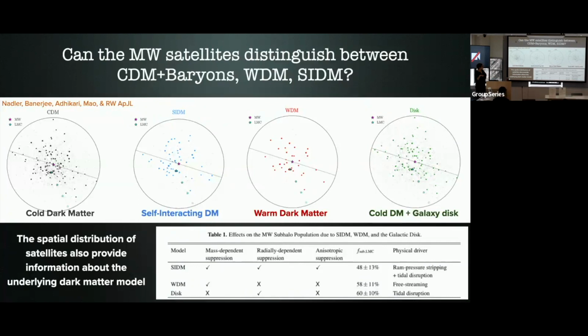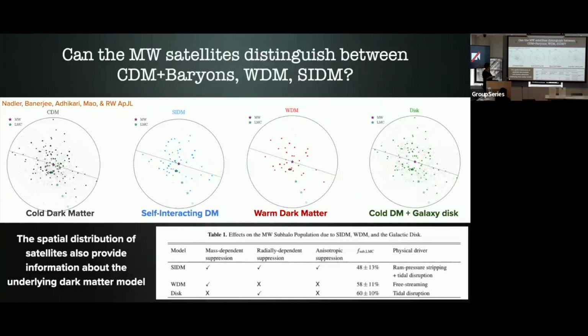So this is cold dark matter where it's dark matter only without a disk, and this is cold dark matter where you have a disk that destroys some of the satellites. The basic point is that there actually are different features that happen in these three different models in terms of the mass dependence, the radial dependence, and what happens with this LMC situation, right?